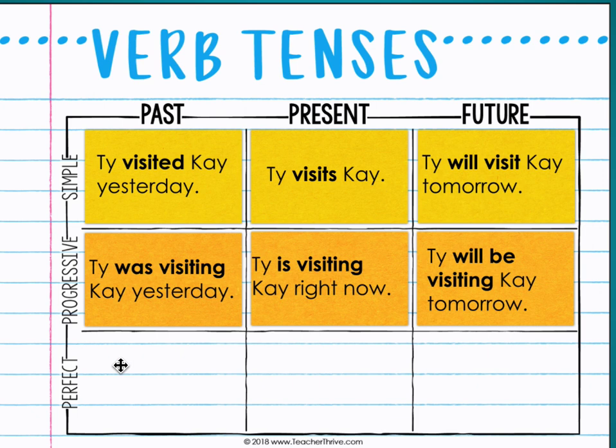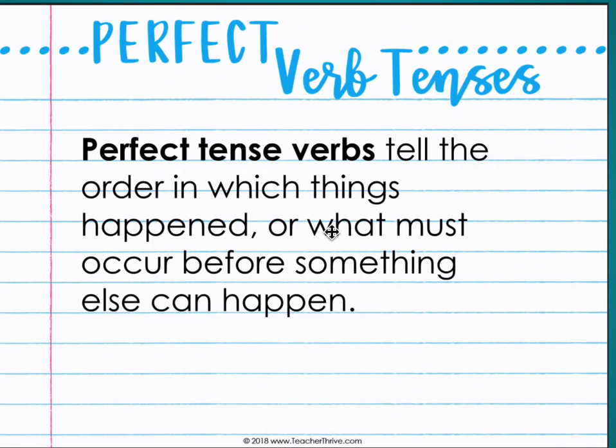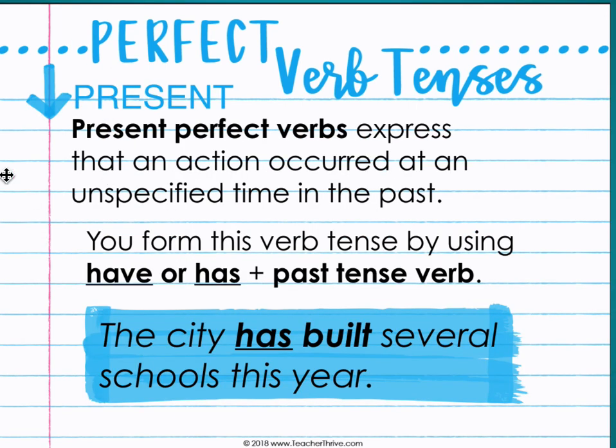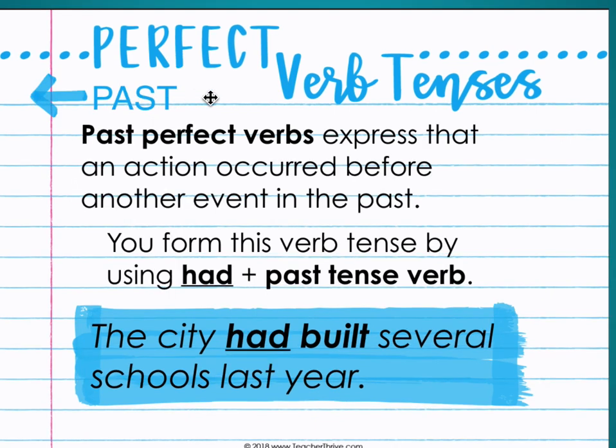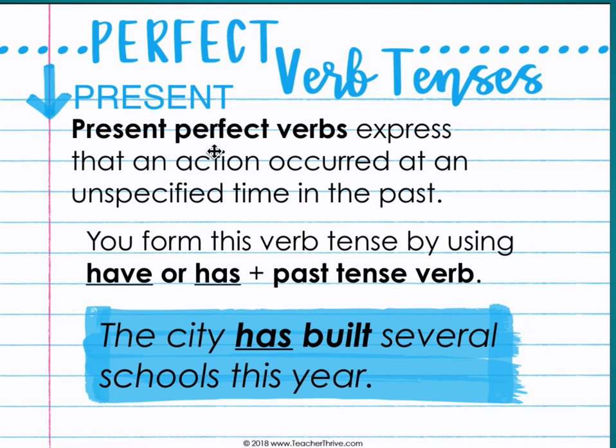Now we're going to learn the perfect verb tense. Perfect tense verbs tell the order in which things happened or what must occur before something else can happen. So just like before, there's past, present, future. Past perfect verbs express that an action occurred before another event in the past. And you're going to see this when it says had plus a past tense verb. The city had built several schools last year.